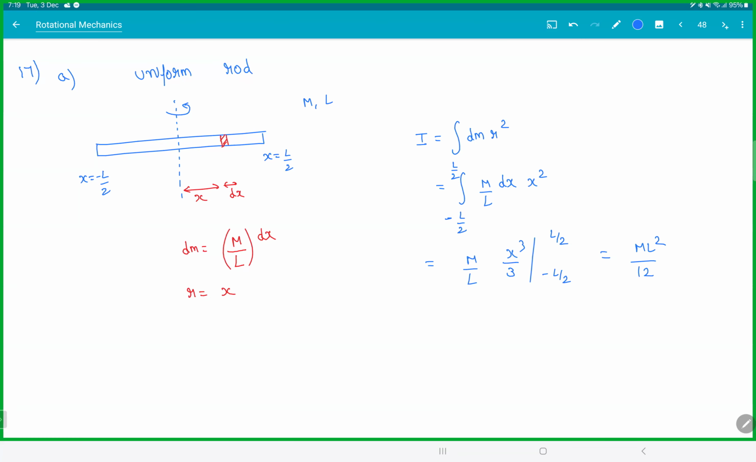So if you take a rod about the center, the moment of inertia is mL square by 12. You need to ratify these results. In the exam you won't have time to derive. There are some standard results which we will be doing. You need to mug them up. Clear with this? How I did this? Check out this. All clear?